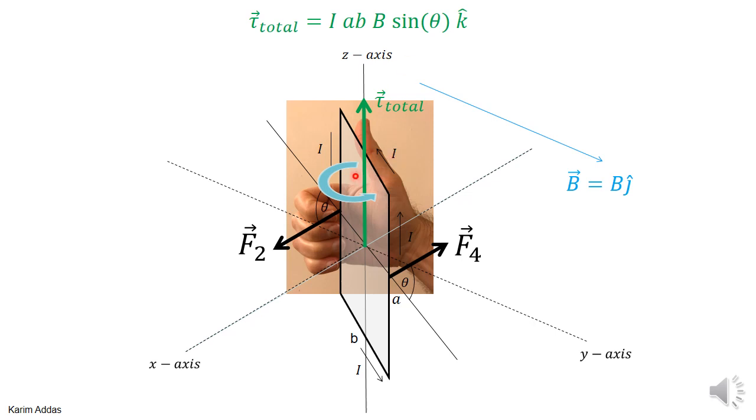And as we said before, if you put your thumb in the direction of the torque, then the fingers will tend to rotate in the direction that the object will want to rotate. Exactly the same as we did before.